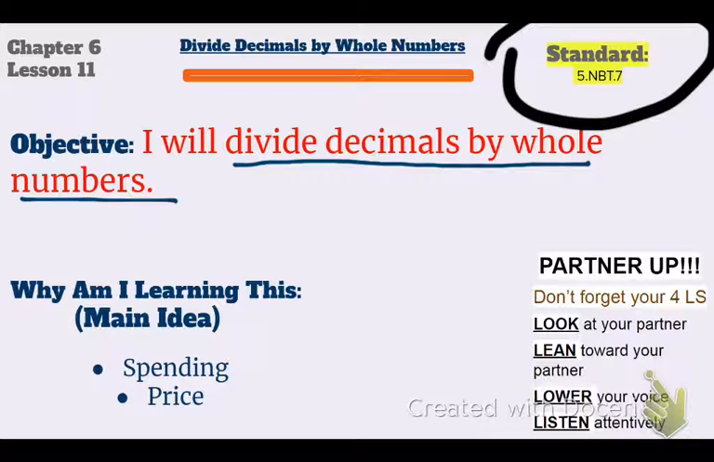Why, Mrs. Wilhite? What's the main idea? Why do I have to learn this? Well, you're going to be buying things in bulk. You're going to be buying things in packs. So you might buy something that has 5 items in it for $5.25. You want to know how much you are paying for one of those things. So if you buy a bag of 5 for $5.25, you can divide that decimal by the whole number 5 and realize how much you paid for each of them. So again, today's skill has to do with spending your money. You're going to be using this in real life.